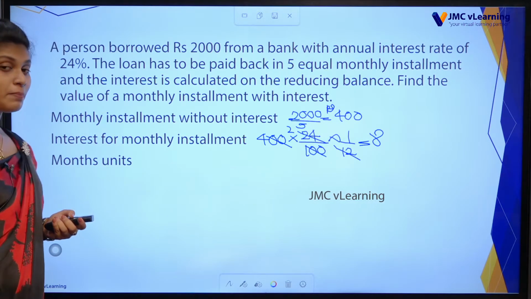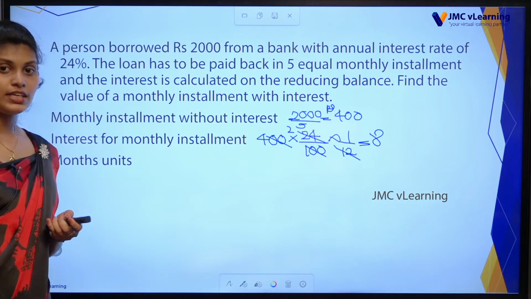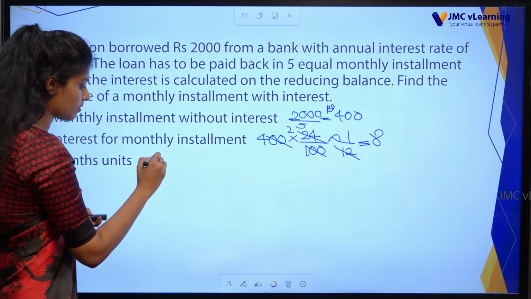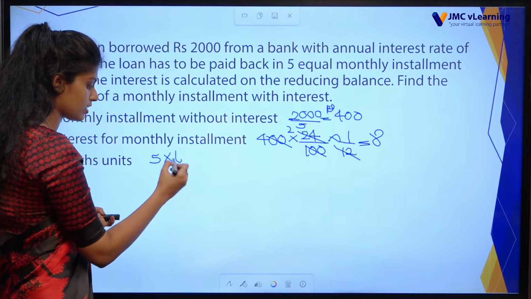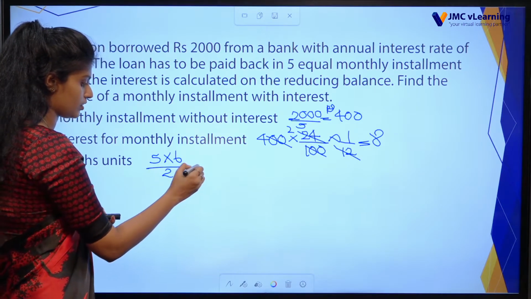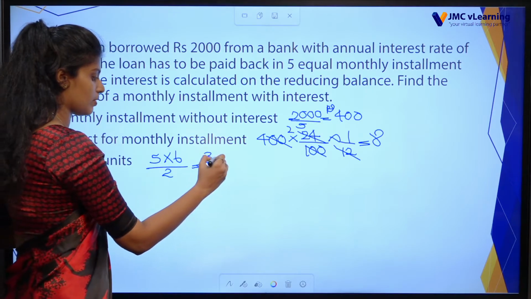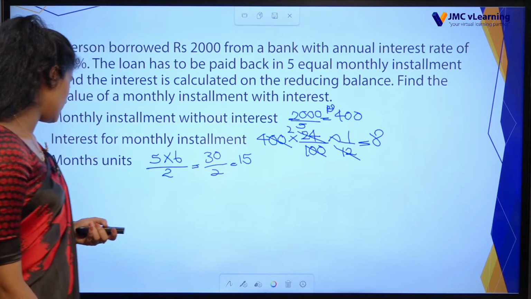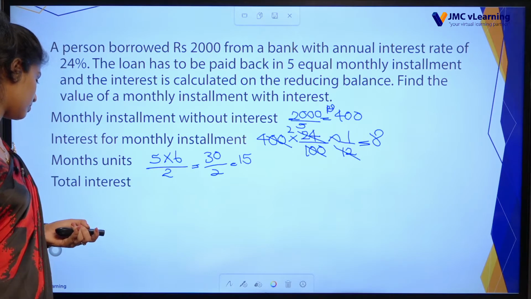Then let's find month units. Earlier I told you the method. There are 5 months, that means month units are 5 into 6 over 2. 30 divided by 2 is equal to 15. This is the month units.